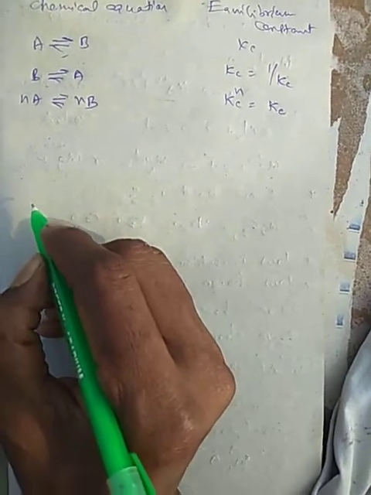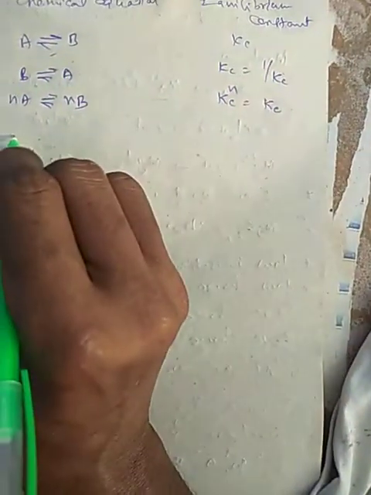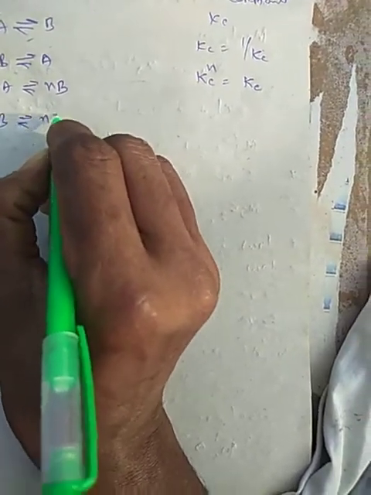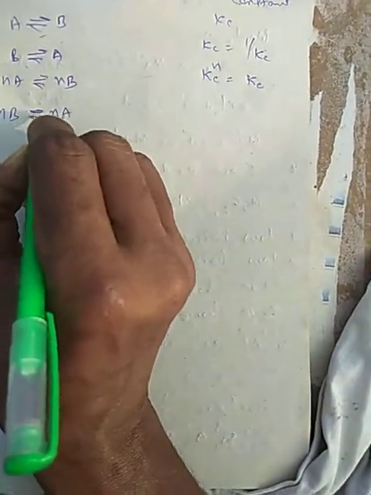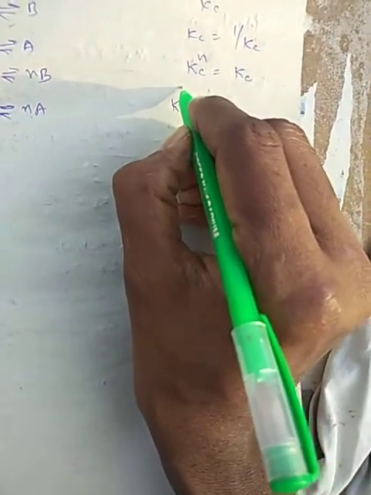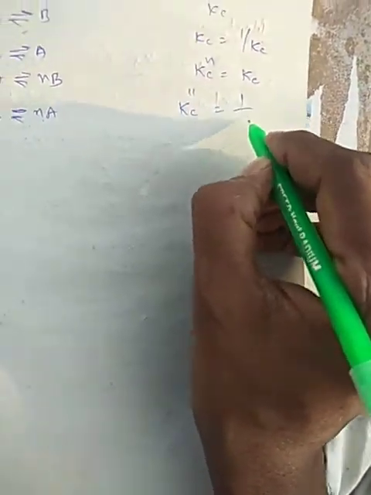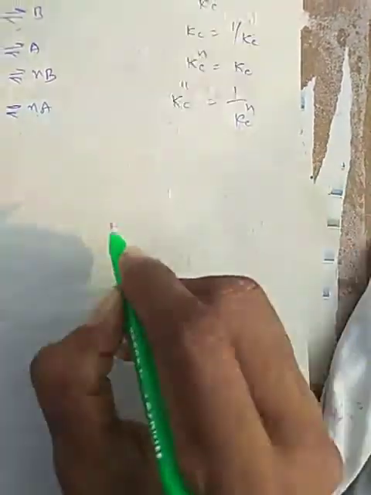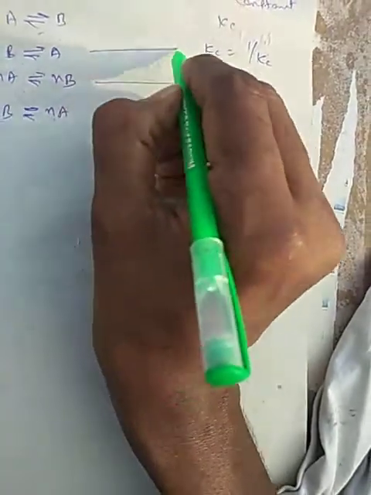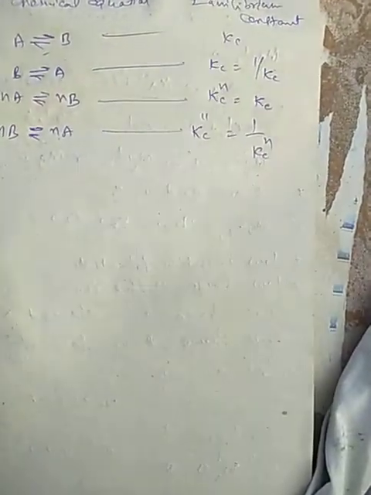One more: nB gives rise to n moles of A, also at equilibrium. Then we can write Kc double dash is equal to 1 by Kc power n. This is a very important relation for these types of questions. They are asked many times from the exam point of view.